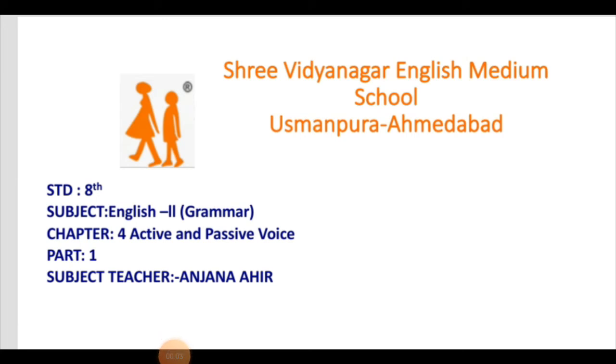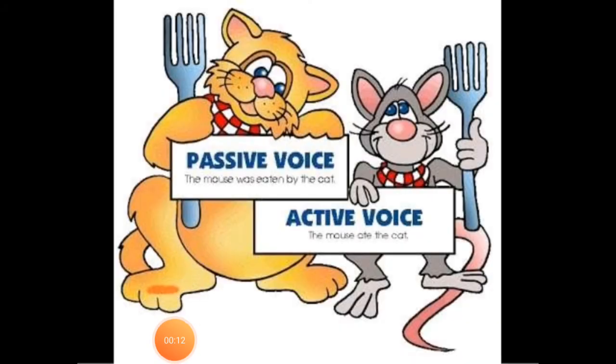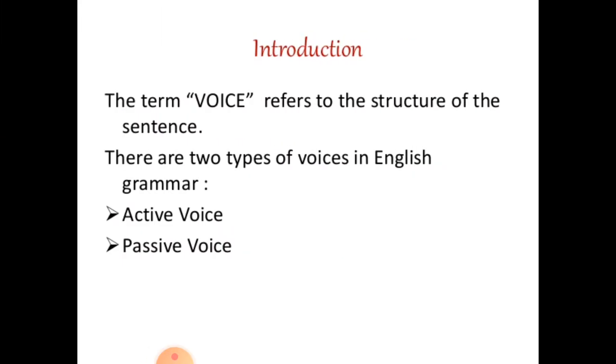Today we are here with a new topic of English grammar, chapter 4, active and passive voice. See, here is a sentence. Passive voice: the mouse was eaten by the cat, and in active form it is: the cat ate the mouse. Let us see the introduction of this voice.